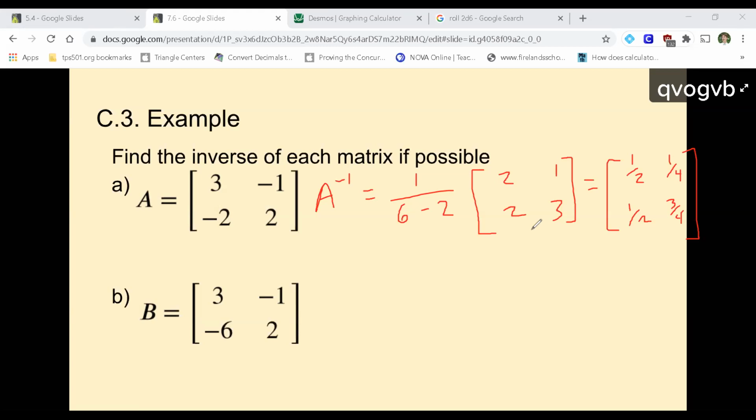For matrix B, same thing. Its inverse will be 1 over the determinant of 6 minus positive 6. Oh no, that's 0. So I don't need to do any more. This is not invertible.